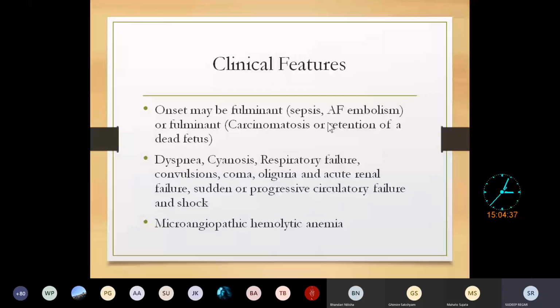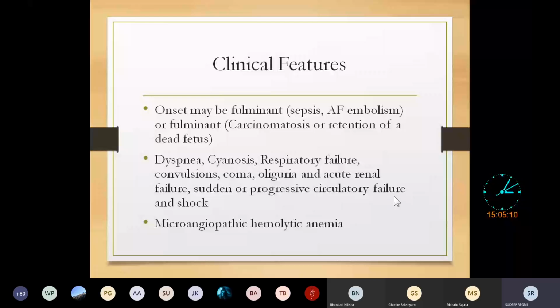Or amniotic fluid embolism, or not fulminant. Okay, this is not fulminant, but it can be insidious. In case of carcinomatosis or retention of a dead fetus, the patient shows signs and symptoms very insidiously. The patient can present with dyspnea, cyanosis, respiratory failure, convulsions, coma, oliguria, acute renal failure, sudden or progressive circulatory failure, and shock.